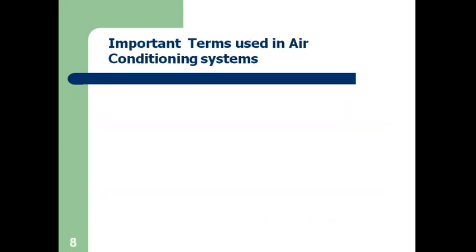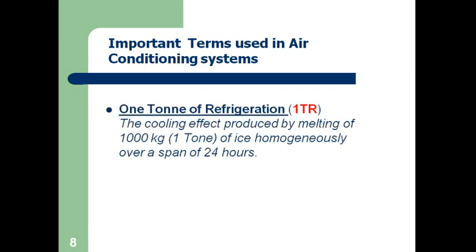The next topic is important terms used in air conditioning systems. Now 1 ton of refrigeration is a very important term, because we specify the capacity of any refrigerating unit in terms of tons of refrigeration, TR.